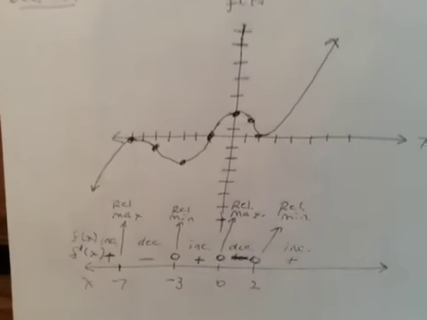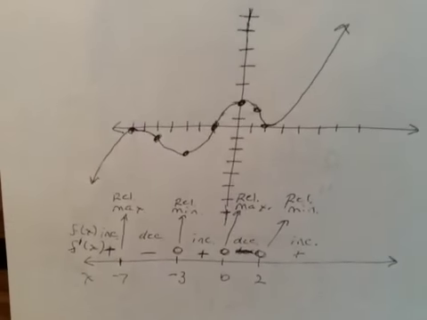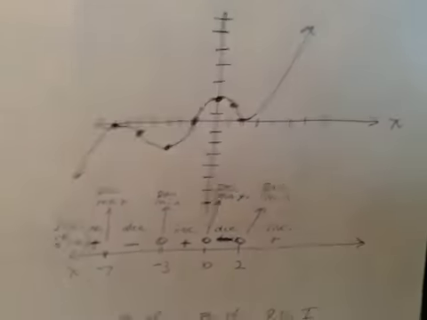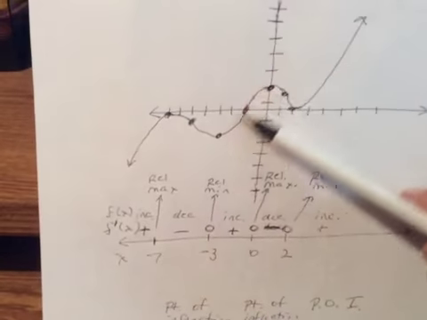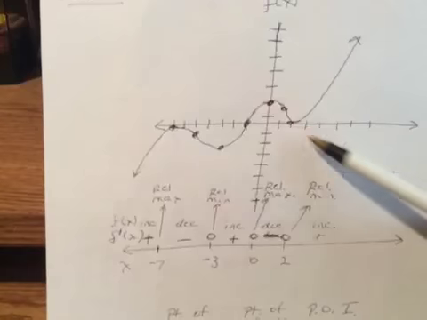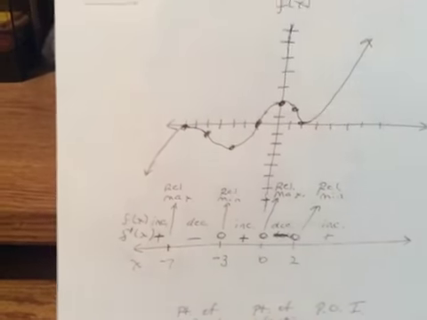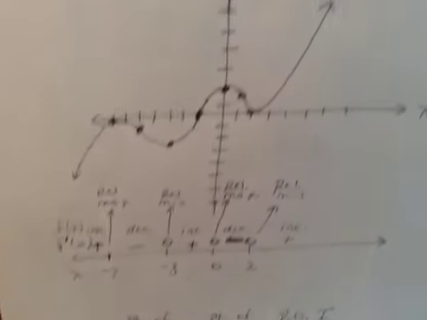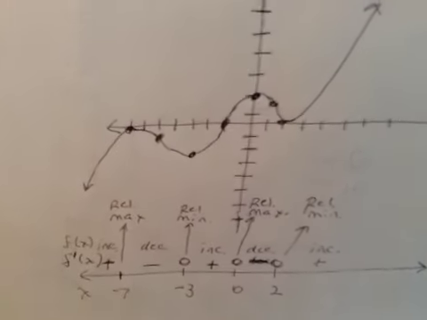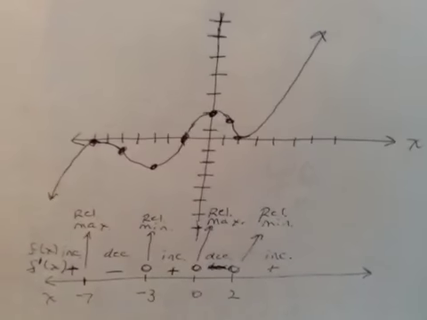Section 3 talked about increasing and decreasing functions. If the derivative was positive, which means all these slopes here are positive, the function would be increasing. If the slope or derivative was negative, the function would be decreasing. Section 4 deals with something called concavity, which deals with the curvature of the function.